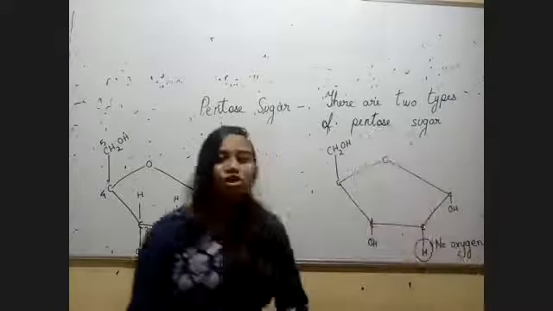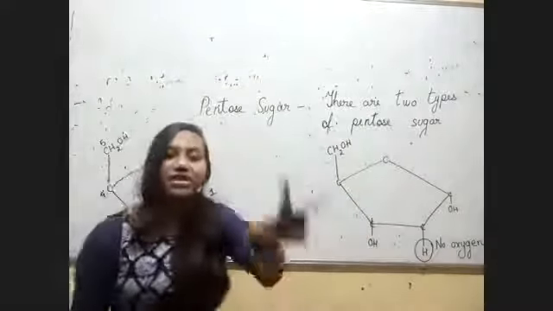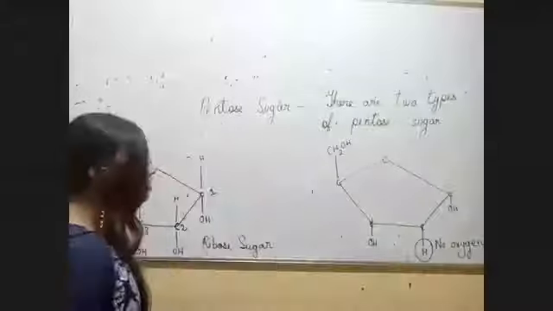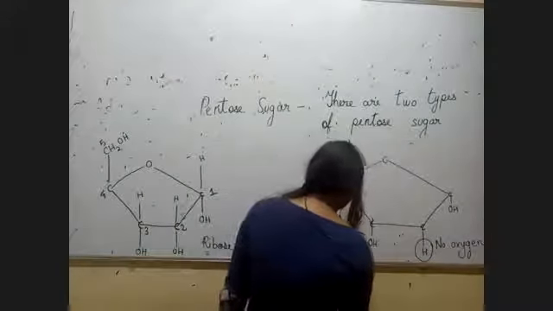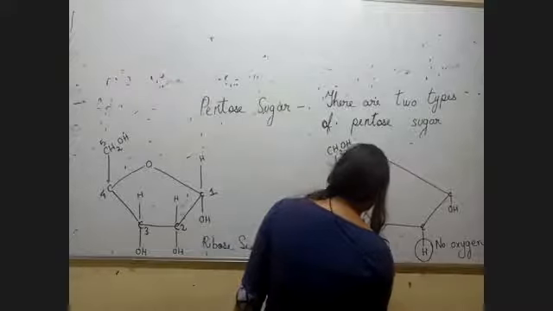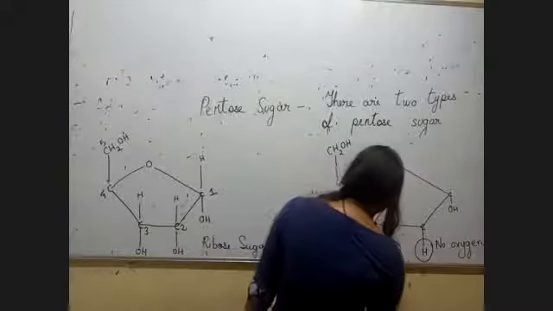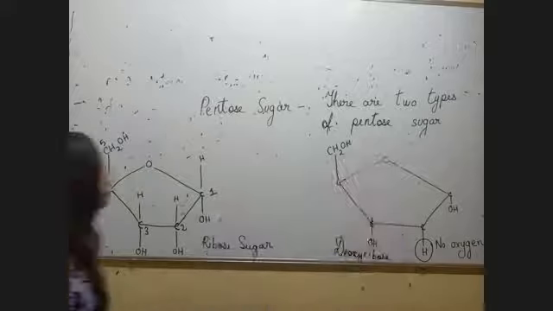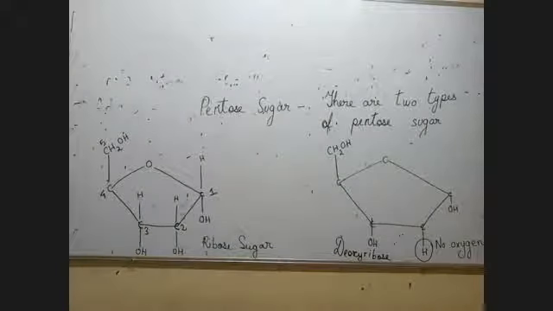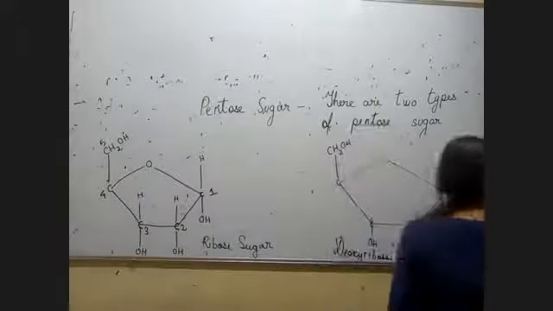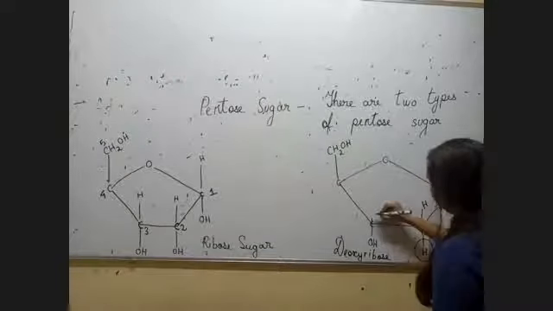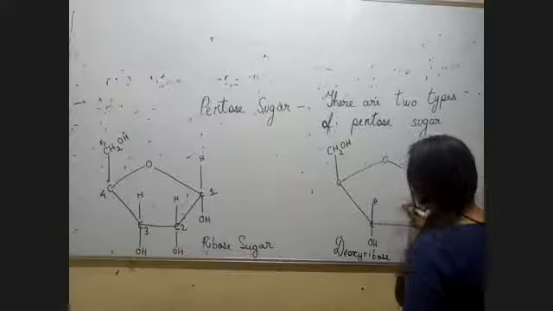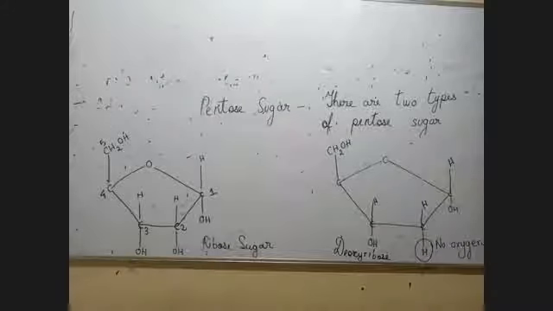Deoxy means without oxygen. In which position? Carbon number 2. So this is the figure for deoxyribose. Everything else is the same. Just in carbon number 2 there is no oxygen.